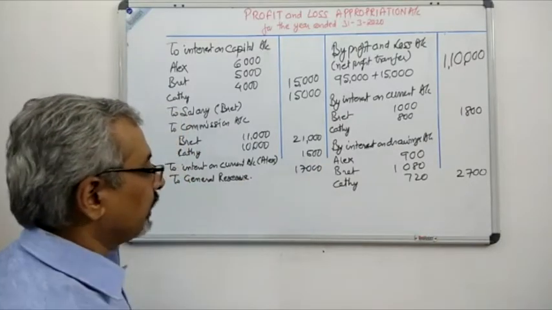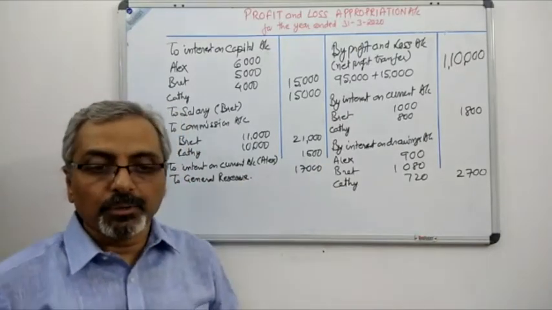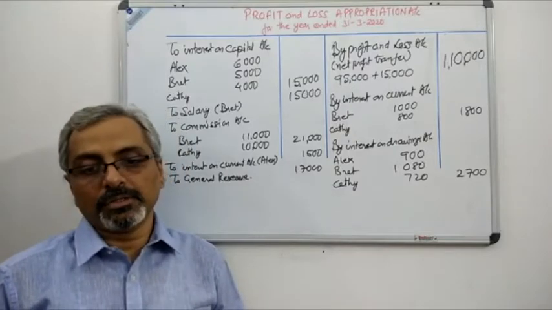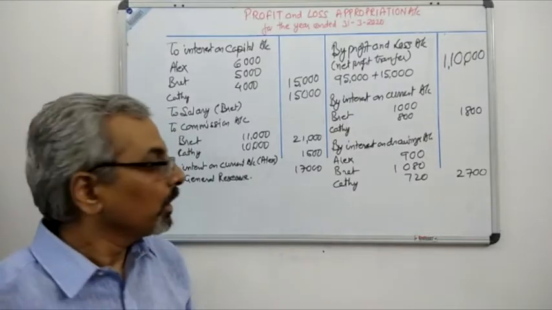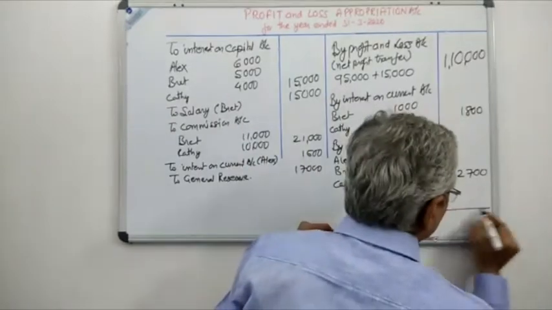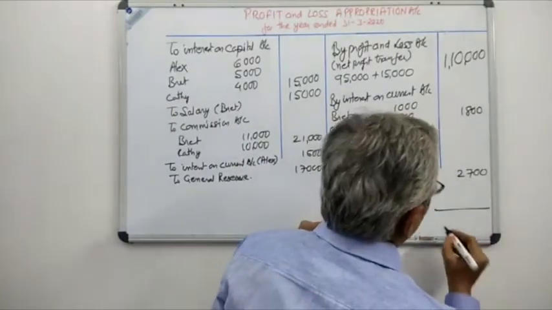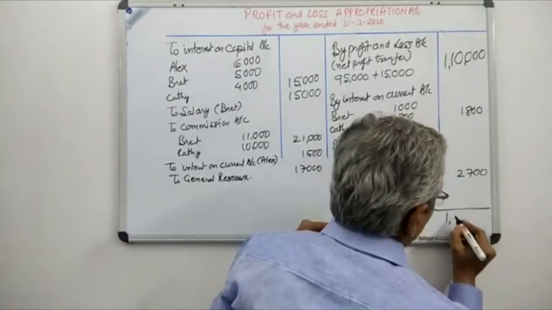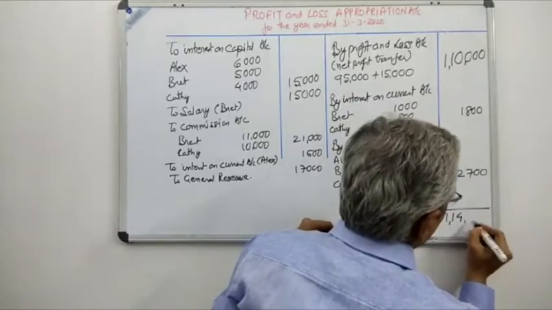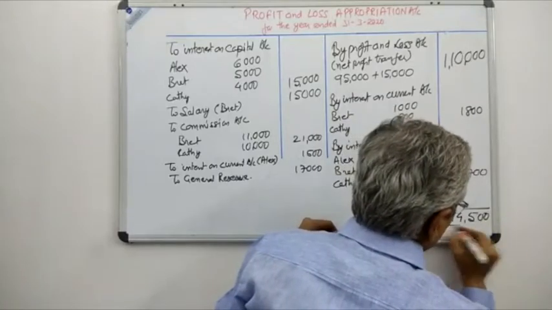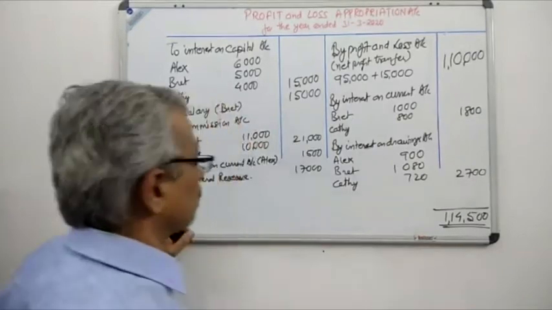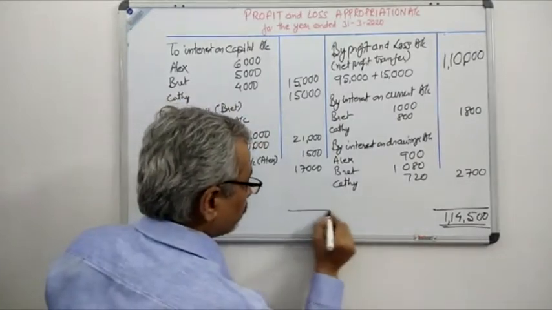Now after that we will compare both the sides and see if it is a profit or a loss. Now if we add this over here, we get a figure of 1,14,500. Total comes to 1,14,500.